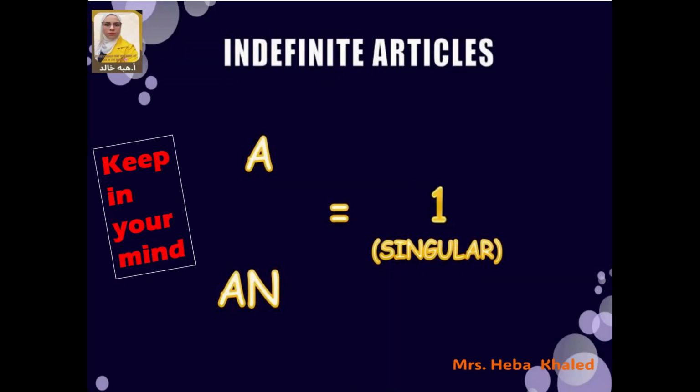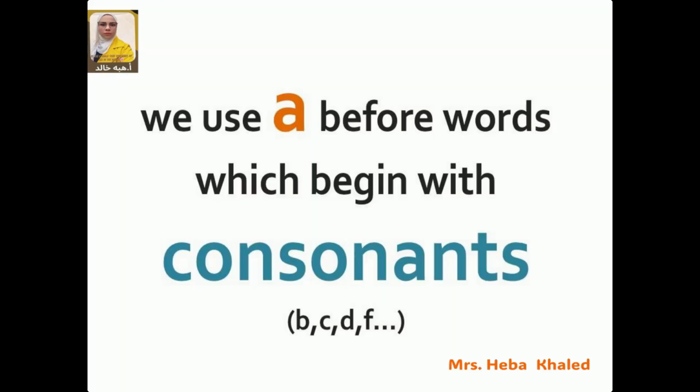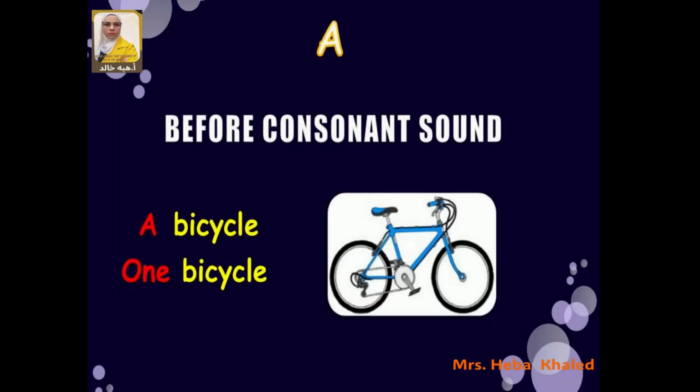These are the indefinite articles a and an. We use a and an with one thing, with a singular noun. Keep in your mind, we use them with singular and countable nouns, of course. We use a before words that begin with consonants like B, C, D, F, G, and so on. Before consonant sounds, like a bicycle. Here, bicycle starts with B. It's one bicycle, so I can count it. So it's singular and countable at the same time.